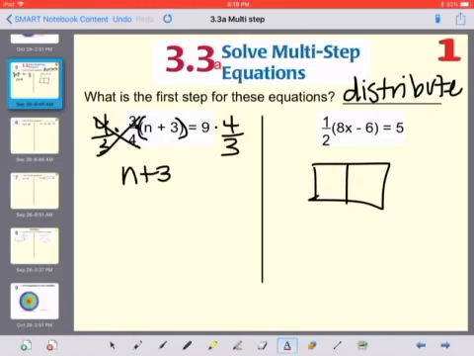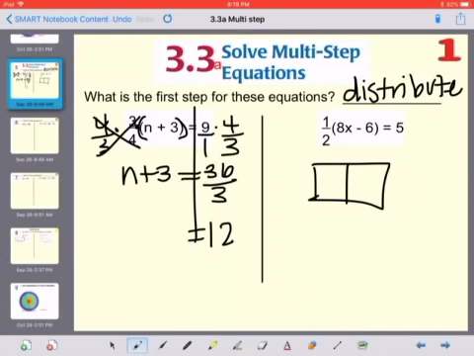equal to, on this side, this is really 9/1 if we make them both fractions. 9 times 4 is 36, and 1 times 3 is 3. So if we simplify this side, 36 divided by 3, well, 3 goes into 3 one time, 3 goes into 6 two times, it should be 12.